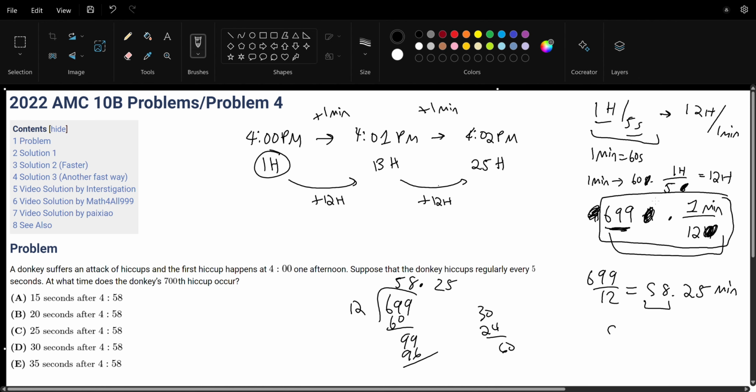Now we have 58 solid minutes plus 0.25 minutes, which is the same thing as 1/4 of a minute. What is that in seconds? Well, we know that 1 minute is 60 seconds, so we have to multiply this by 60 to get the number of seconds rather than minutes, which is 15 seconds. In other words, it took 58 minutes and 15 seconds to reach our 700th hiccup. Therefore, your final answer will be answer choice A.